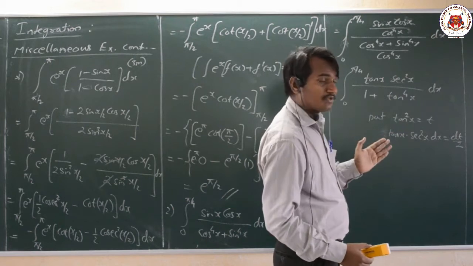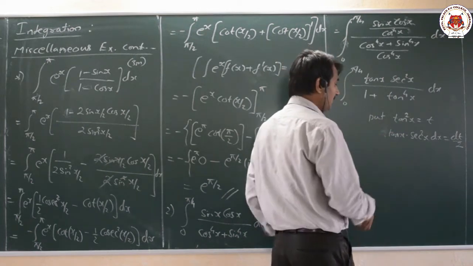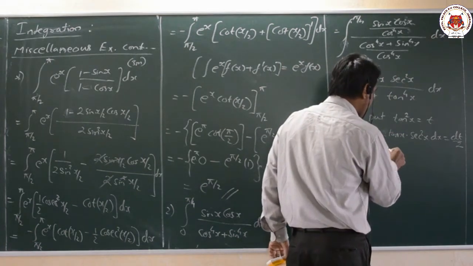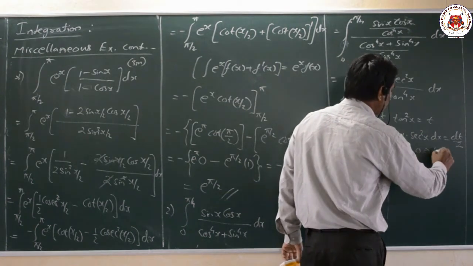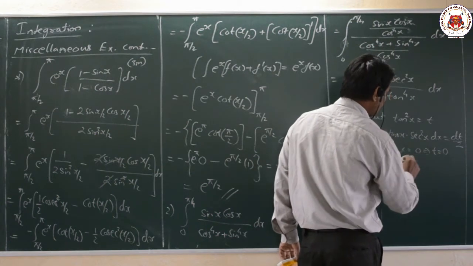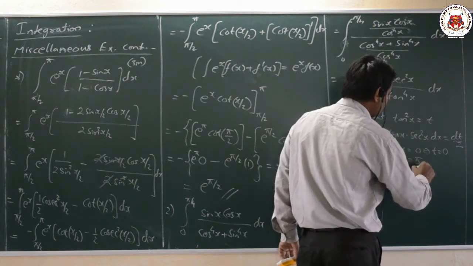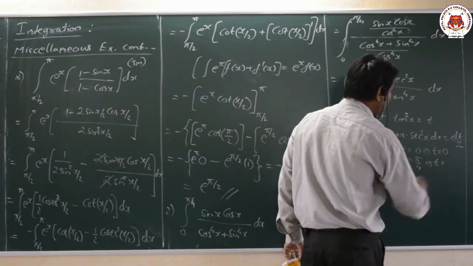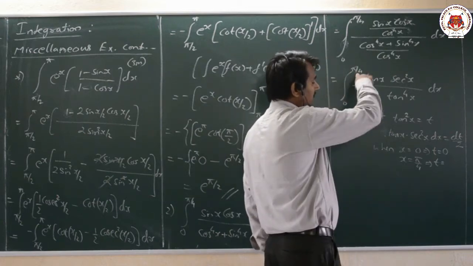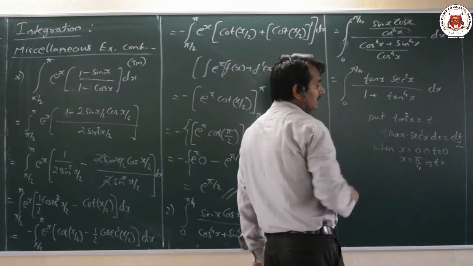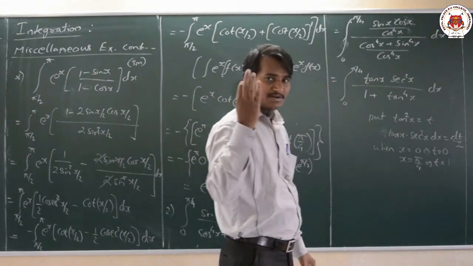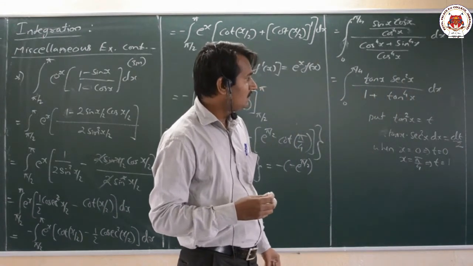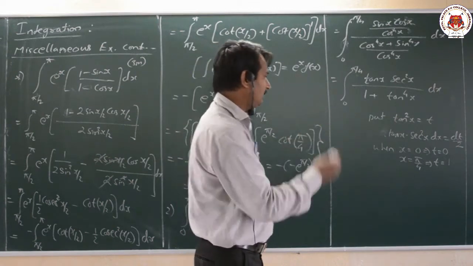So, before substituting we have to find out the limit value also. When x equals the lower limit 0, tan 0 will be 0. When x equals pi by 4, tan pi by 4 value is 1, and 1 square means 1 only, very simple. Now, we shall substitute all these values in the above.